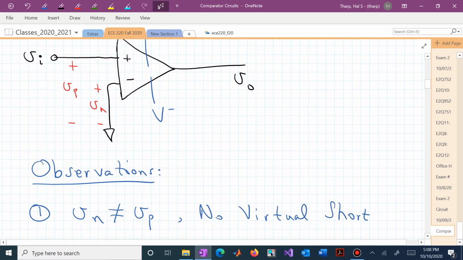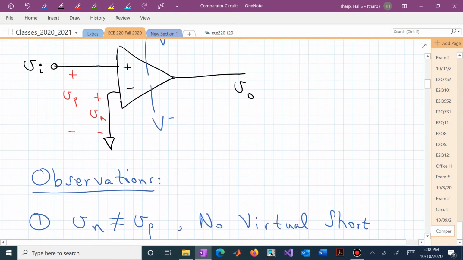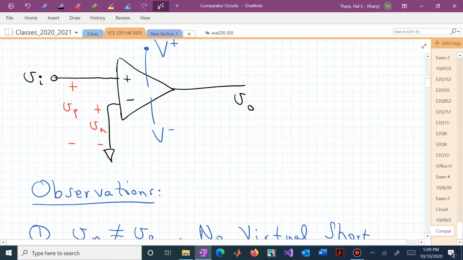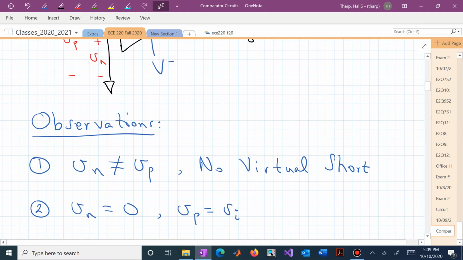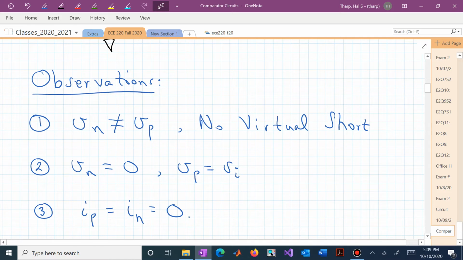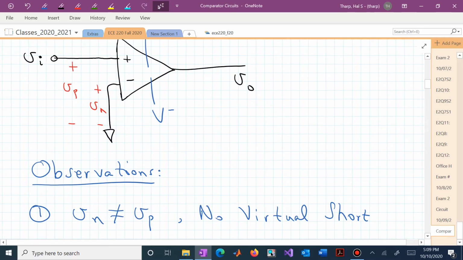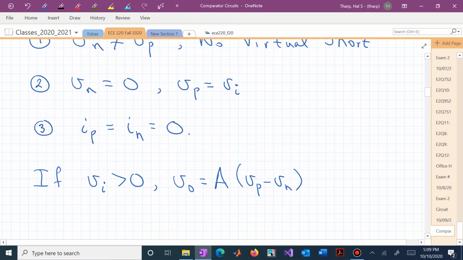We can also see in this configuration that our inverting pin is set to ground, or 0, and our V sub p, the non-inverting pin of our op amp, is connected directly to our input voltage V sub I. Keeping that in mind, I sub p and I sub n haven't changed. We still don't have any current going into the input terminals of our op amp, so that's good.